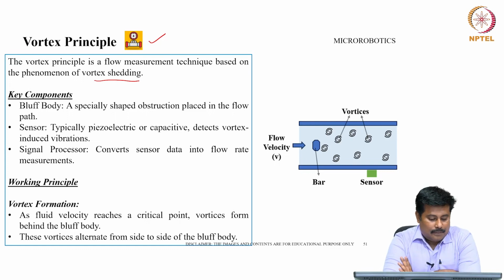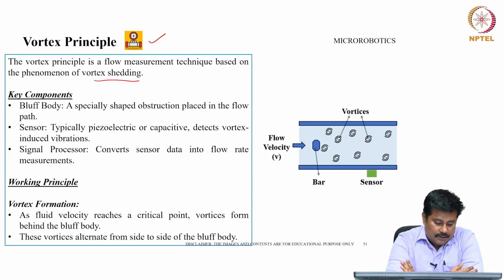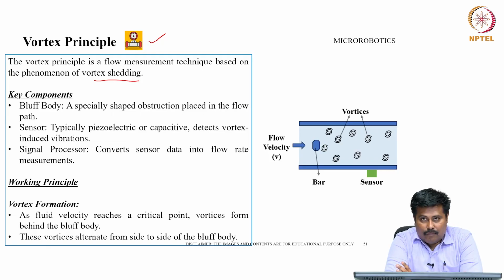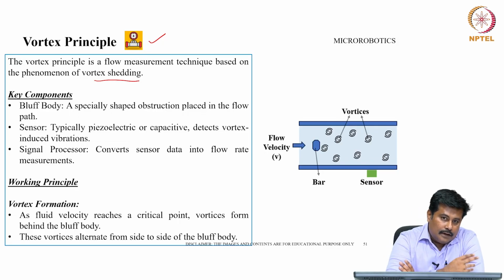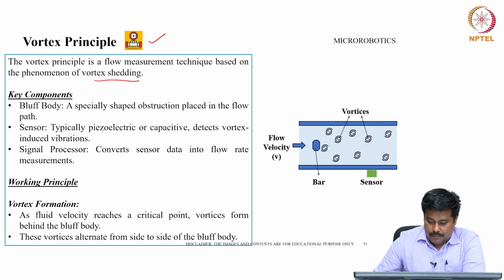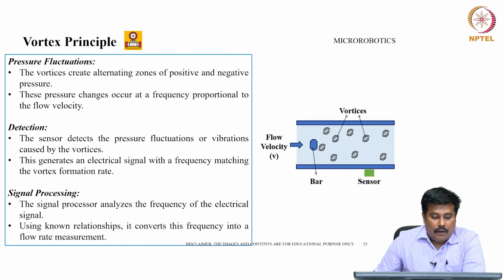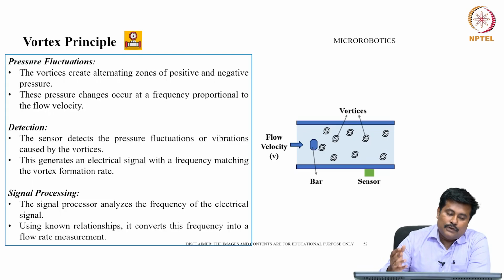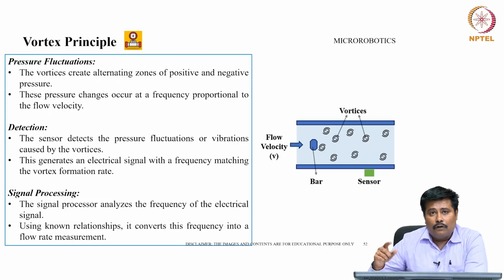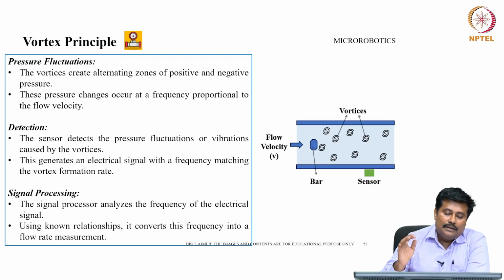From the working principle point of view, there is vortex formation. As the fluid velocity reaches a critical point, vortices form behind the bluff body, and these vortices alternate from side to side of the bluff body. From the pressure fluctuation point of view, the vortices create alternating zones of positive and negative pressure, and these pressure changes occur at a frequency proportional to the flow rate.